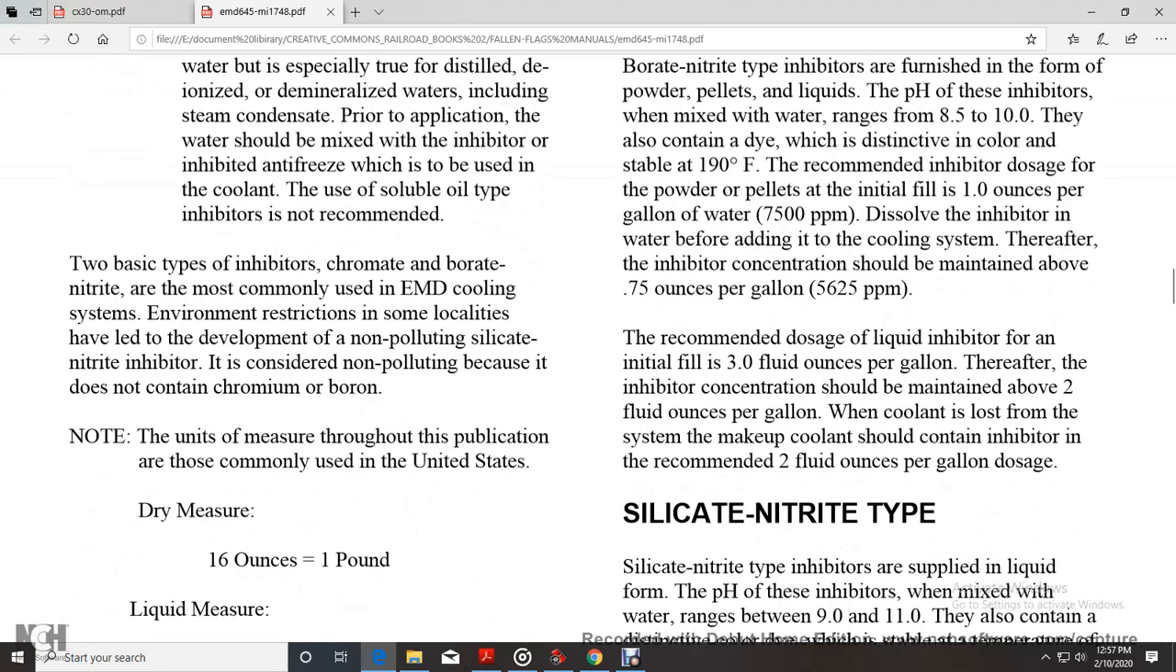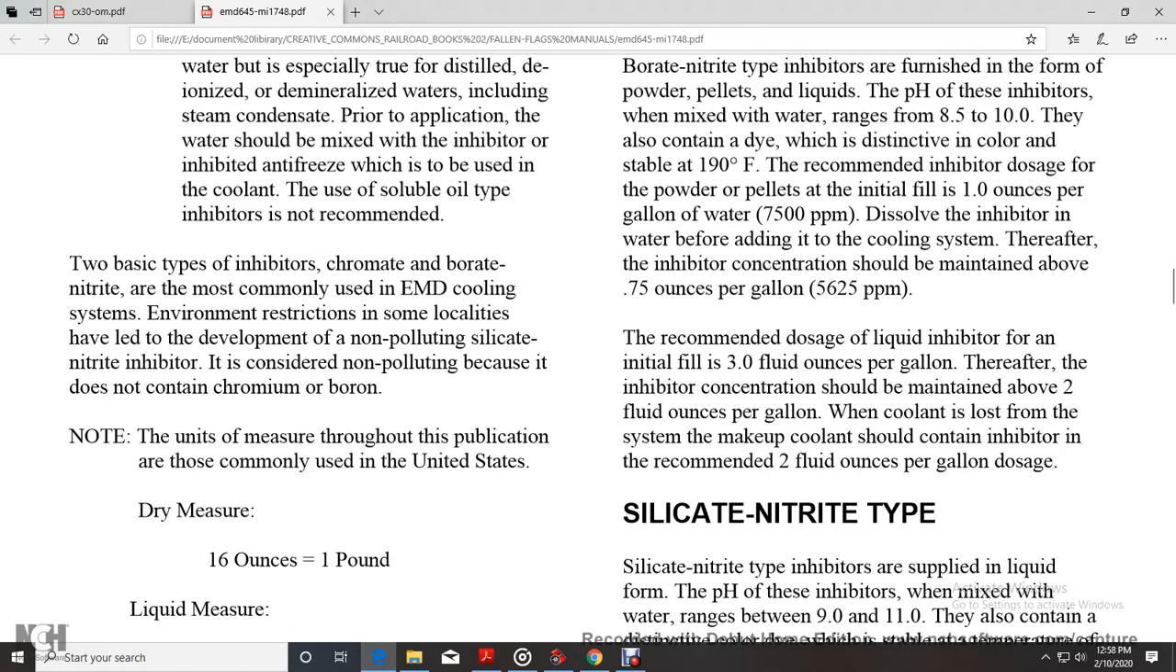Two basic types of inhibitors are the chromate and the borate nitrate, which are the most commonly used in the Electric Motor Division cooling system. Because of environmental restrictions in some localities, a non-polluting silicate nitrate inhibitor has been developed. It is considered non-polluting because it does not contain chromium or boron.